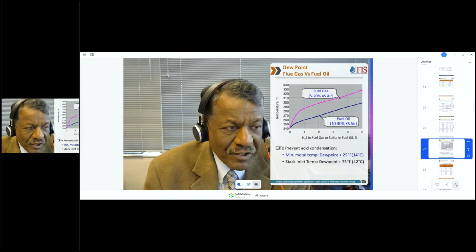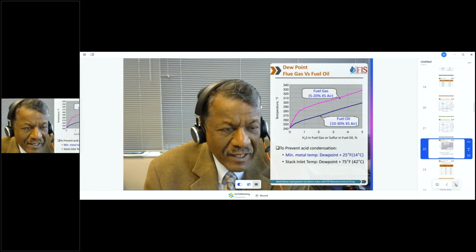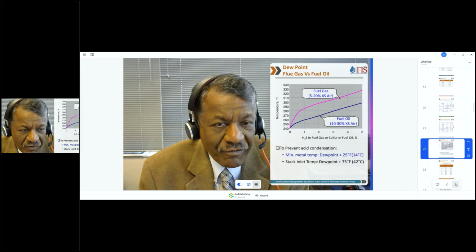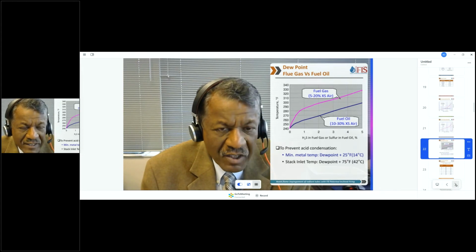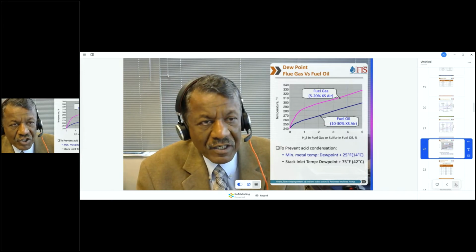So with these two restrictions, we cannot go down below 92, 93. Some places we have been able to go to 94. We will talk about that. But that's the maximum thermal efficiency limit we can achieve.